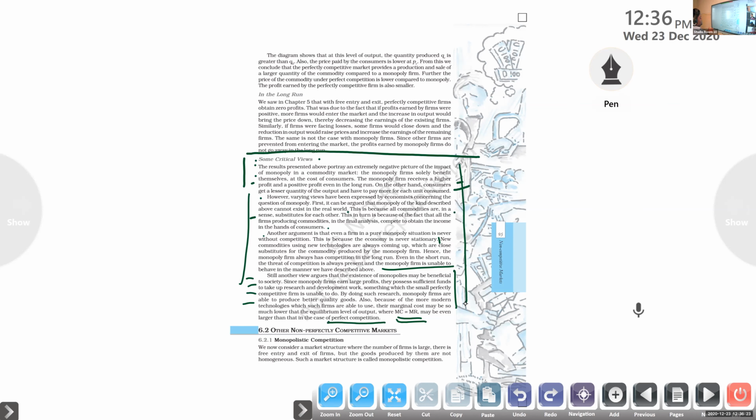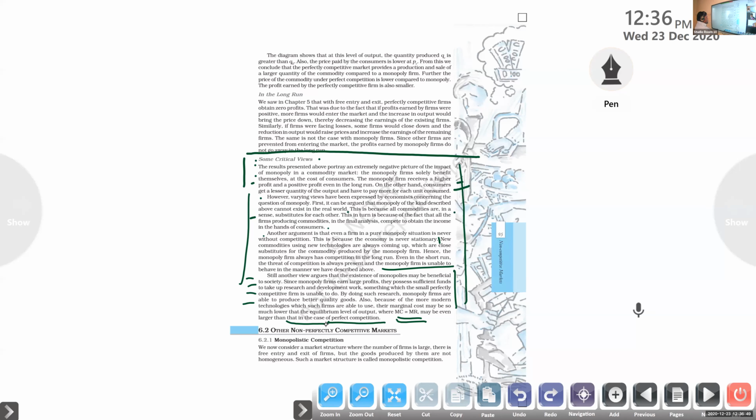Next, we're discussing the other non-perfectly competitive markets: not perfect competition but non-perfectly competitive conditions. What are they? Monopoly, we discussed what monopoly is and its drawbacks also. Now moving to monopolistic competition.